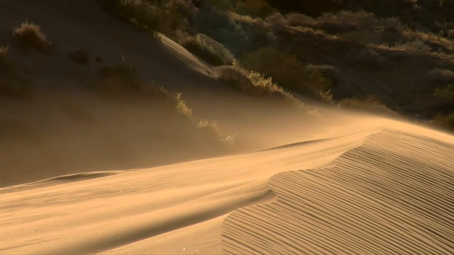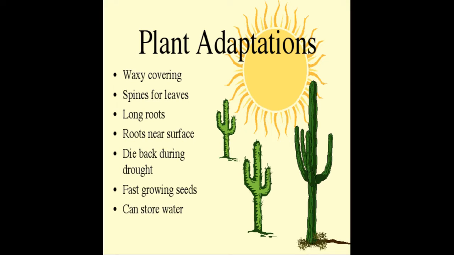Adaptations are special features that allow plants or animals to live in a particular place or habitat. Let's review some of the plant adaptations that we listed here. Waxy covering, spiny leaves, long roots, roots near the surface, dying back during a drought, fast-growing seeds.